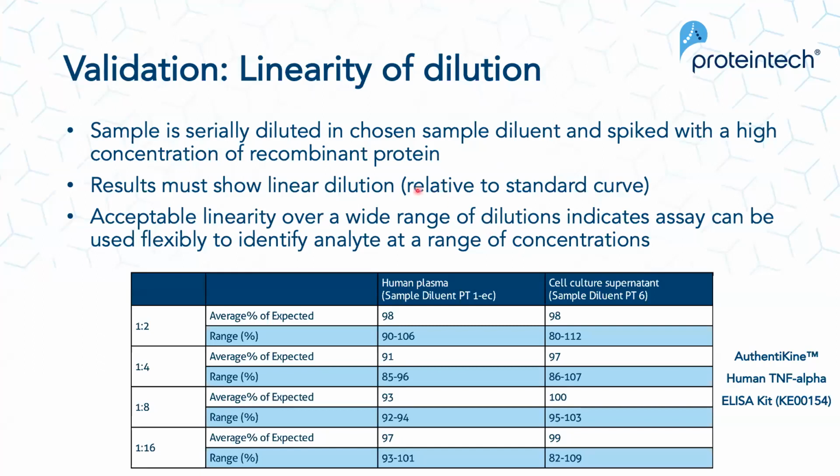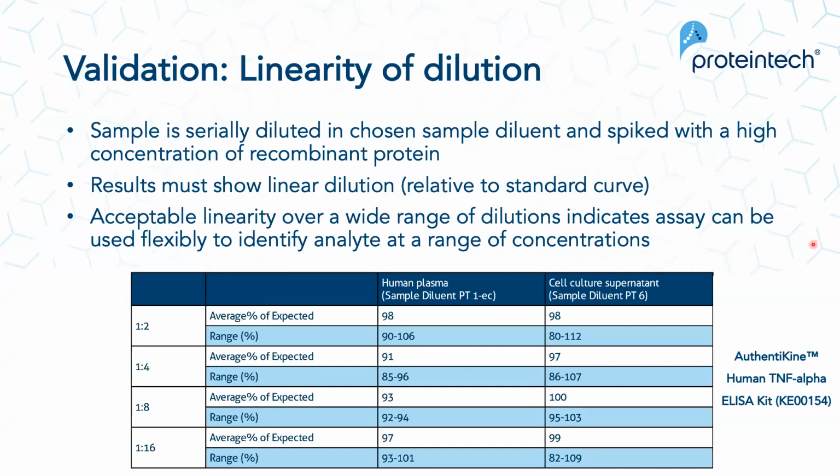biology isn't linear. So you want to make sure that instead of just checking that you're getting a sort of linear readout of the absorbance, you want to backfit it to the standard curve, and ensure that this linearity is relative to the standard curve. Acceptable linearity over a wide range of dilutions indicates that the assay can be used in a flexible manner, and it can be used to identify and analyze at a range of concentrations.